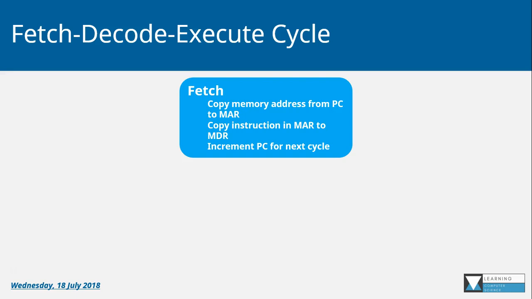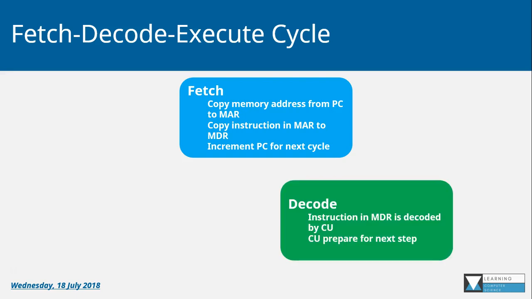So the fetch stage essentially goes out and gets the data and brings it back, or it gets the address and brings it back, or it gets the program counter ready for the next cycle. All the fetch stage does is move data about and copy it. It doesn't actually do anything with this data. The next stage we've got is the decode.